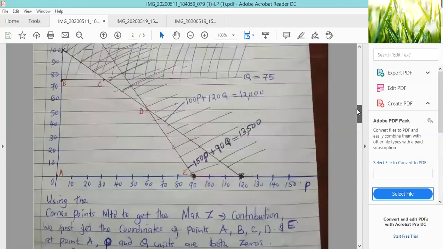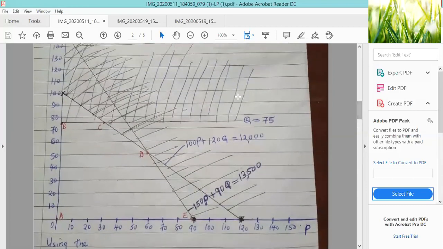And again, we can also ask ourselves, which were the binding constraints? Let's go back to this particular graphical representation of ours. Point D is at the point of intersection of the two constraints. That is the equation 150P plus 90Q equals 13,500, or from the inequality, less than or equal to 13,500.